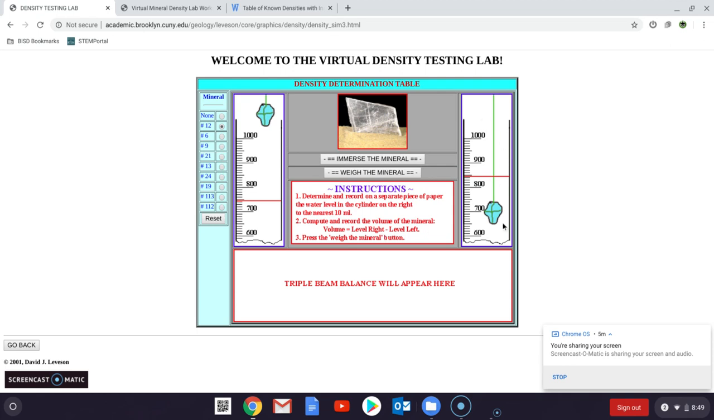Now, immersed means to dip in or to submerge, if you didn't know that. So we've immersed the mineral, and this is the new level of water. So we'll record that.